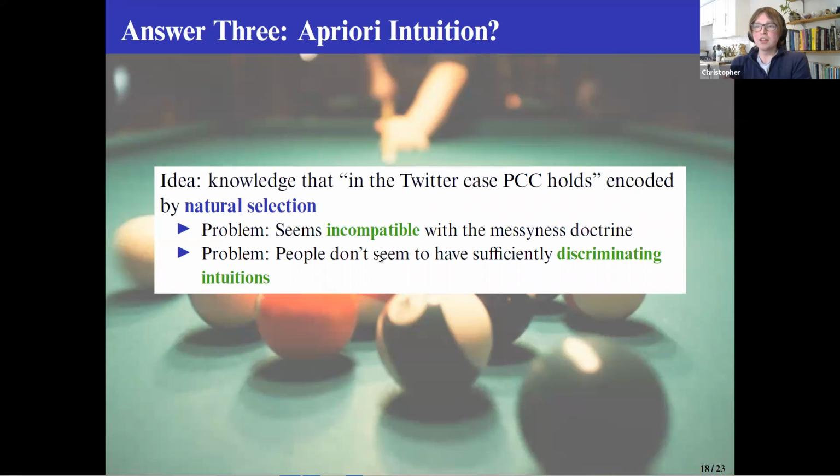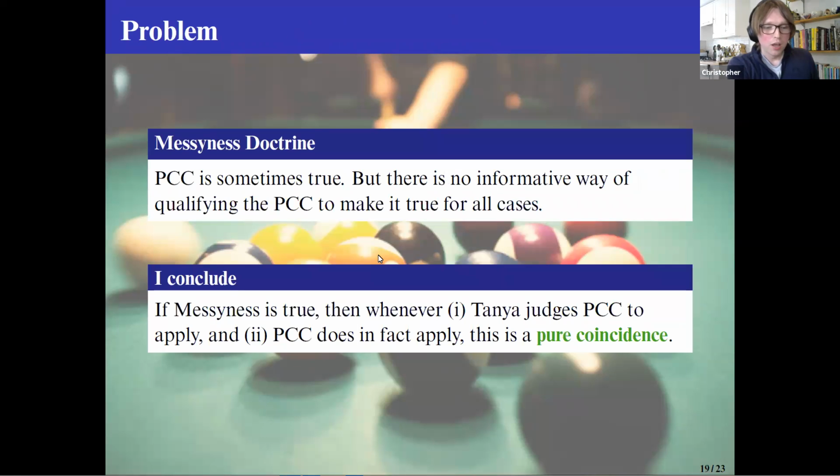Okay, so those are three stories that you might try and tell to show that people's judgments about whether the principle of the common cause holds in a particular case are reliable. And what I'm suggesting is that I don't think any of those stories work. So this leads me to the following conclusion. If the doctrine of messiness is true as applied to the principle of the common cause, then whenever Tanya, our experimenter in the Twitter case, judges that the principle of common cause applies in her case, and whenever it does in fact apply, that's not because Tanya has any reliable way of coming to know that it applies, and this fact is just a pure coincidence. So that's the conclusion I want to draw from my attempt to tell those three stories.